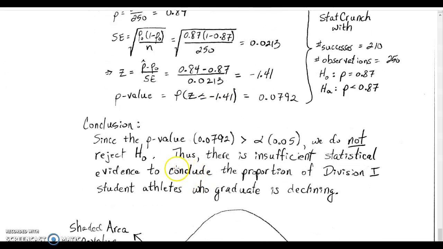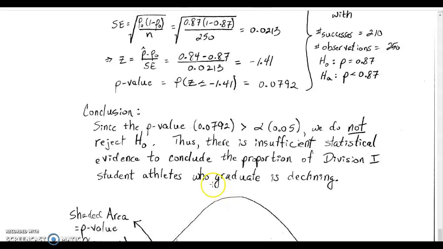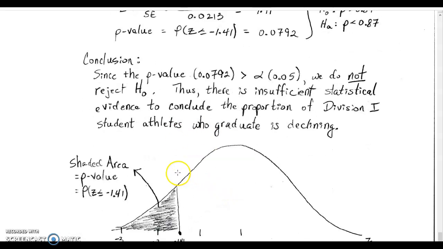So how would we write that conclusion? Since the p-value, 0.0792, is greater than alpha, 0.05, we do not reject H0. Thus, there is insufficient statistical evidence to conclude the proportion of Division I student athletes who graduate is declining. Our sample, which said 84% were graduating, is not enough statistical information to say that the overall graduation rate of all Division I student athletes is declining.